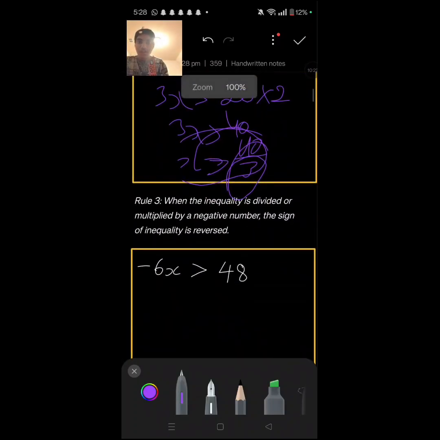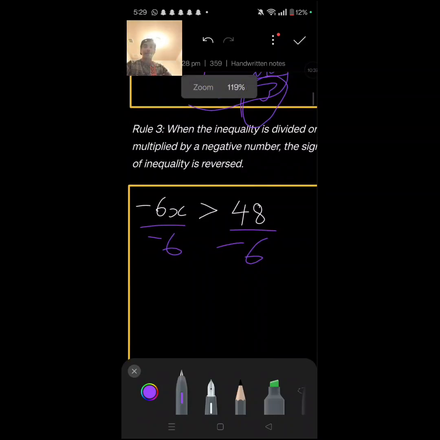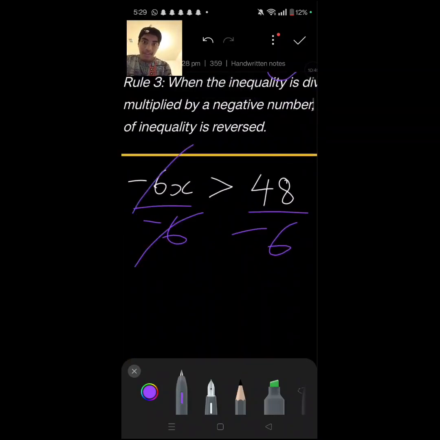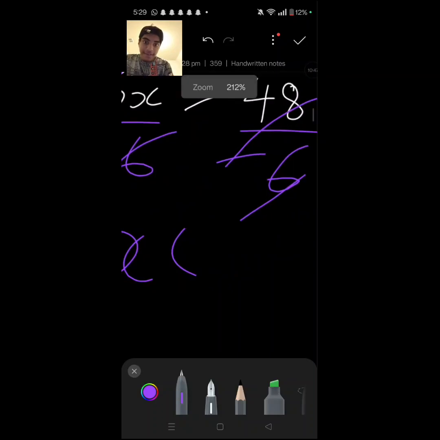But here is when it changes. When the inequality is divided or multiplied by any negative number, that is when it will change for sure. Negative 6x is greater than 48. How do you isolate x basically? You divide by negative 6 on both sides of the inequality, right? So this thing will go how many times? Negative 8 times. Now x is not greater than negative 8. X over here becomes lesser than negative 8.